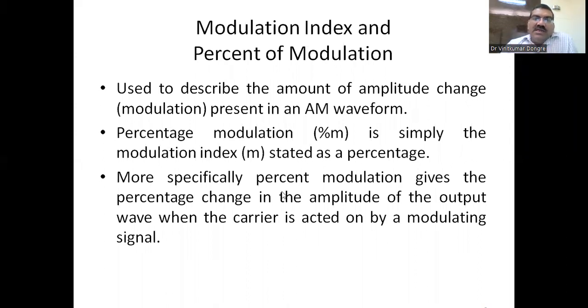So here, how it is given. This is, more specifically, the percentage modulation, which gives the percentage change in the modulation of the output wave when the carrier is on the modulating signal. Means what? We will do the mathematical analysis for this, and we will solve a simple numerical on this also.